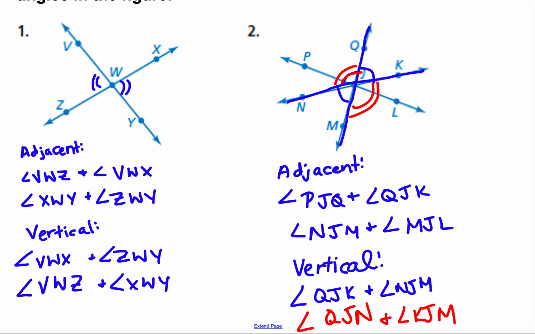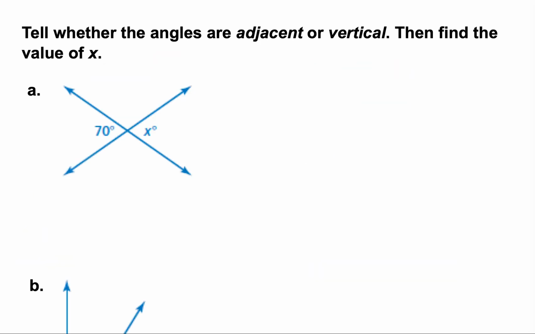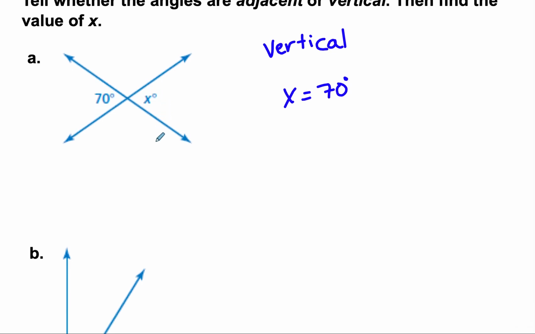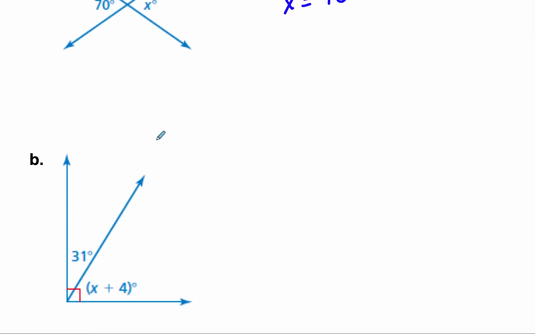All right, let's take a look at our next one. Tell whether the angles are adjacent or vertical, then find the value of x. Okay, so here I have an angle that's marked 70 degrees, and here I have an angle marked x. They are vertical because they are across from each other. And vertical angles are congruent. That means vertical angles are equal. So if one vertical angle is 70 degrees, that means the other one's 70 degrees. That one I don't have to do any calculating for, I just have to look at the picture.